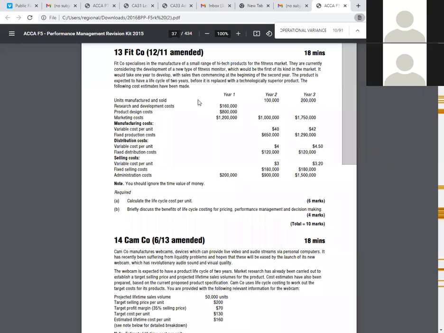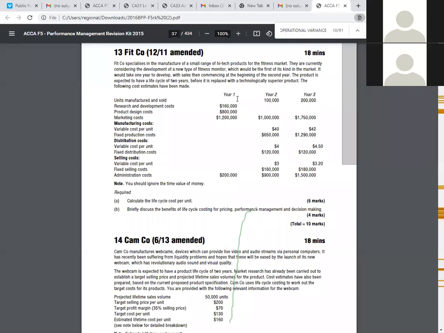Is there a student who can't do this life cycle cost? Is there a student who can't do this life cycle cost? Please be very honest with me, very fast. Be very honest, very fast. You can't do. Yes, can't. Okay.